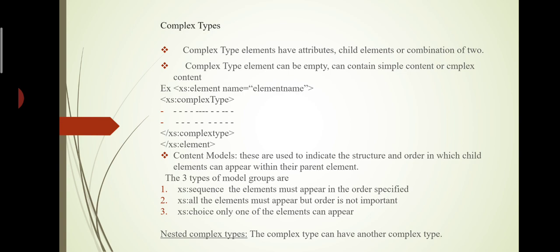Sequence means the order in which the elements appear. All means the elements must appear but order is not important. Choice means only one of the elements can appear. That means choice itself will tell that any one element can be selected.